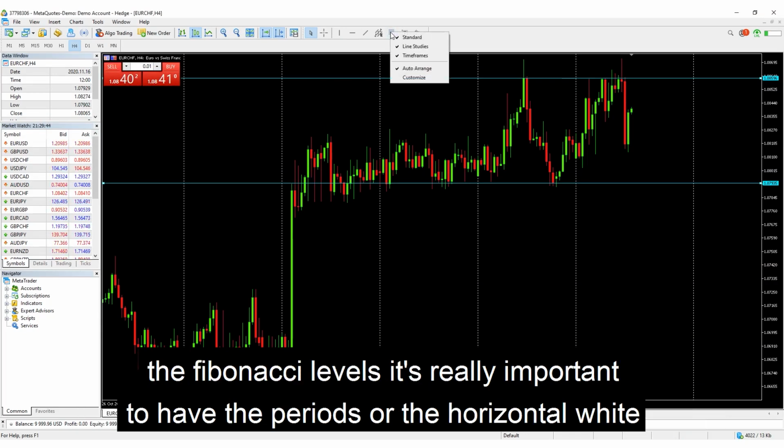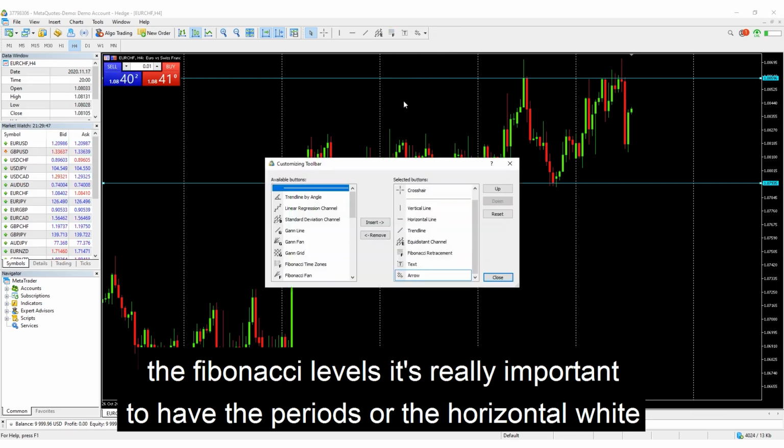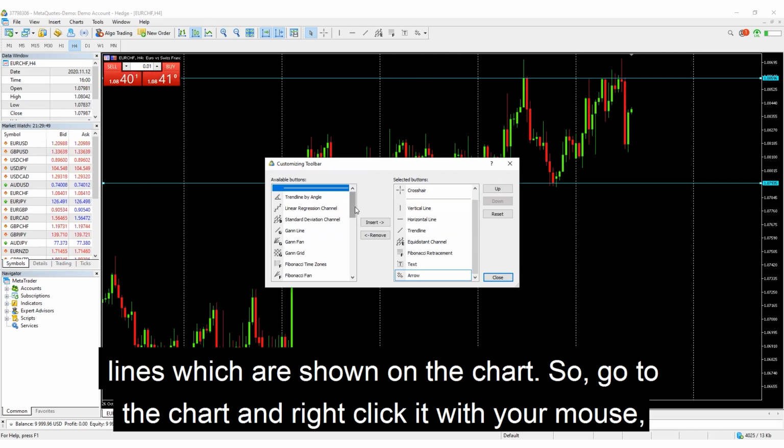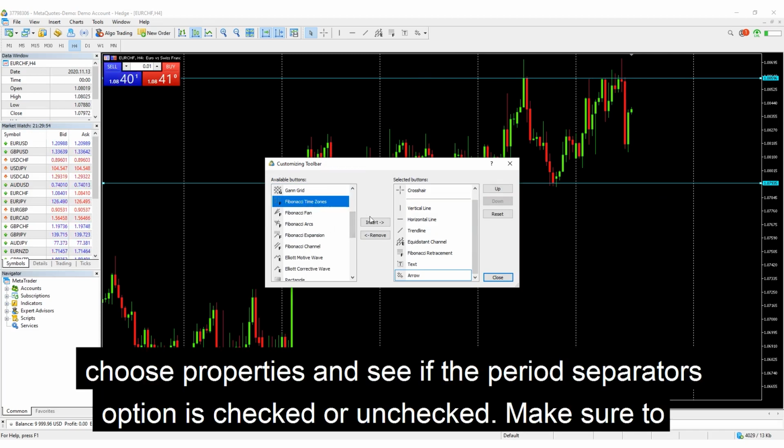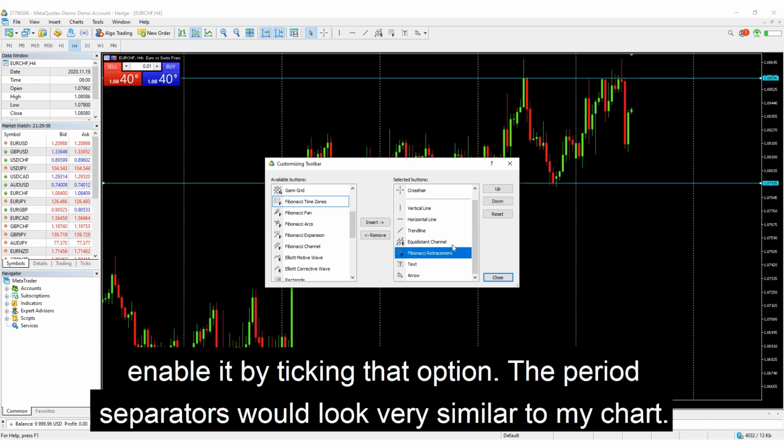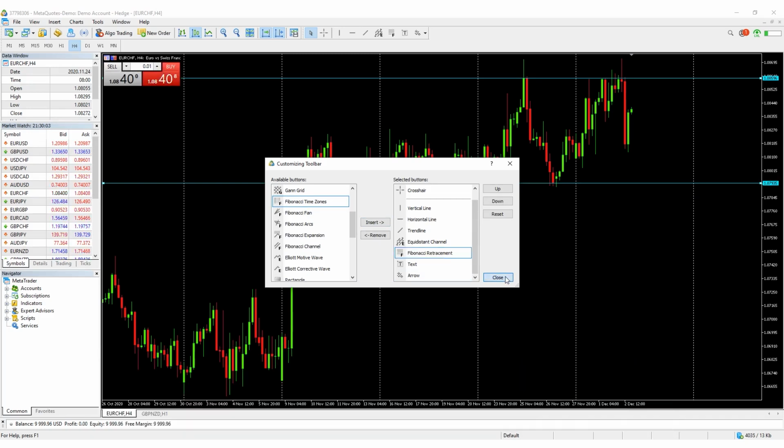Before I start drawing the Fibonacci levels, it's really important to have the periods or the horizontal white lines which are shown on the chart. So go to the chart and right-click it with your mouse. Choose Properties and see if the period separators option is checked or unchecked. Make sure to enable it by ticking that option. The period separators would look very similar to my chart.